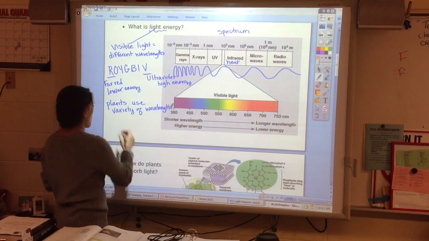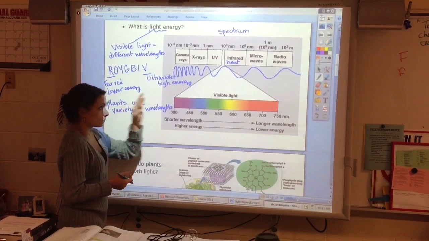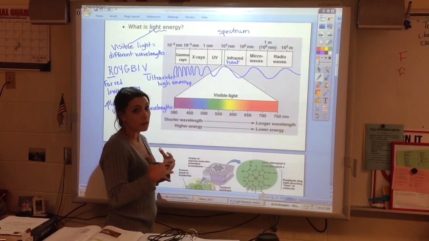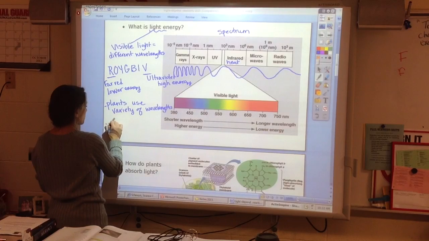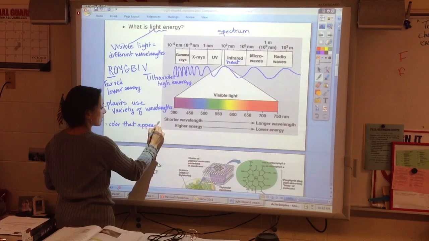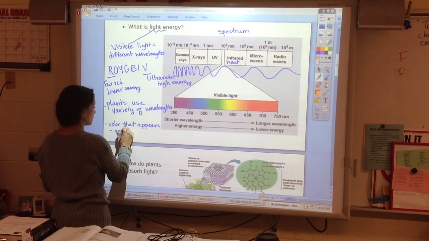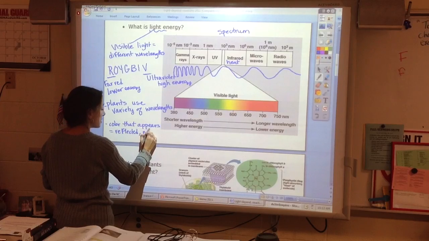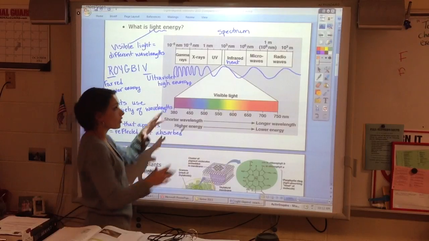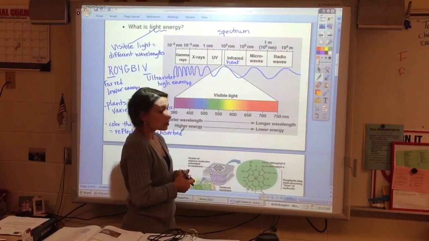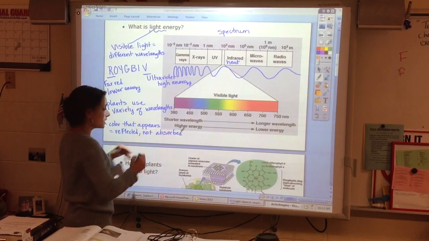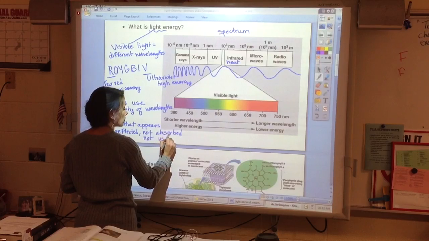The other thing that we have to be aware of is when we can see something, it's actually being reflected. So the color that appears to our eyes is being reflected, not absorbed. And plants are all about absorbing this light. So if something is being reflected or not absorbed, that means that the plant cannot use that wavelength.